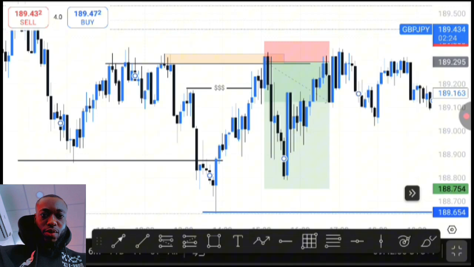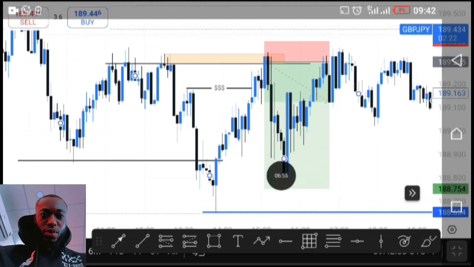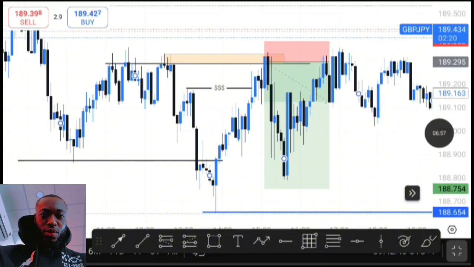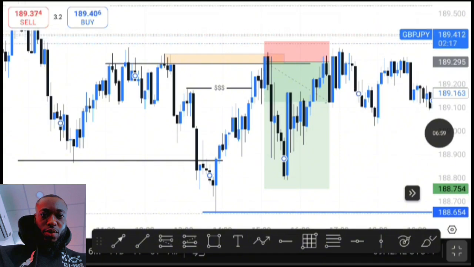And when price got to around this zone, I decided to close because I had football training at that point. So this is just how simple you can trade supply and demand.